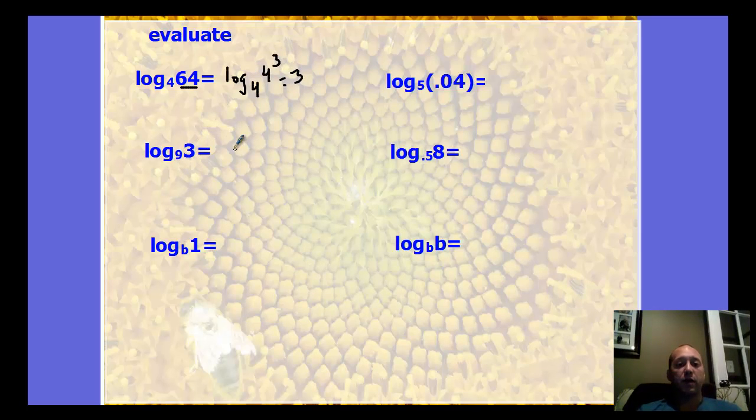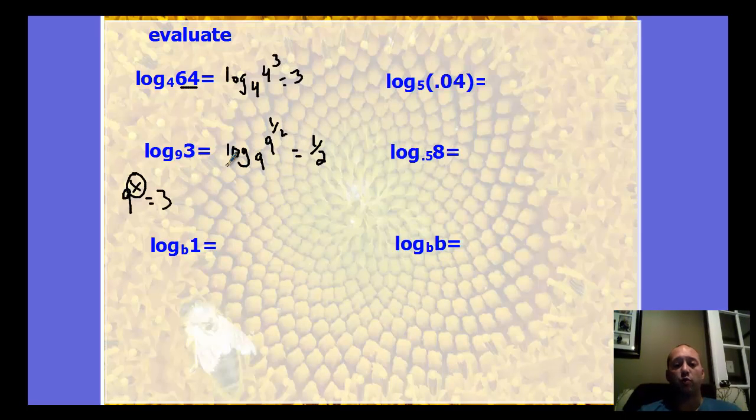Log base 9 of 3 is equal to log base 9 of 9 to what power? So 9 to some power has to be 3. We should see that this value here, square root of 9 is 3. So that's 9 to the 1/2 power. So that's going to be 1/2. So we're using a lot of our number sets.